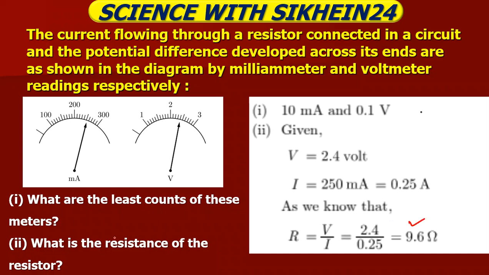Like this one. What is the resistance of the resistor? That is 9.6 ohm. And what are the least count of these meters? That is 10 ohm and 0.1 volt, right?